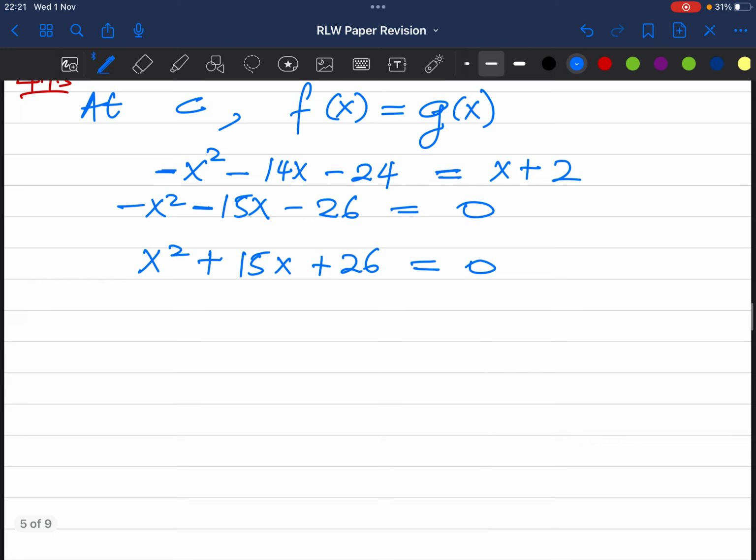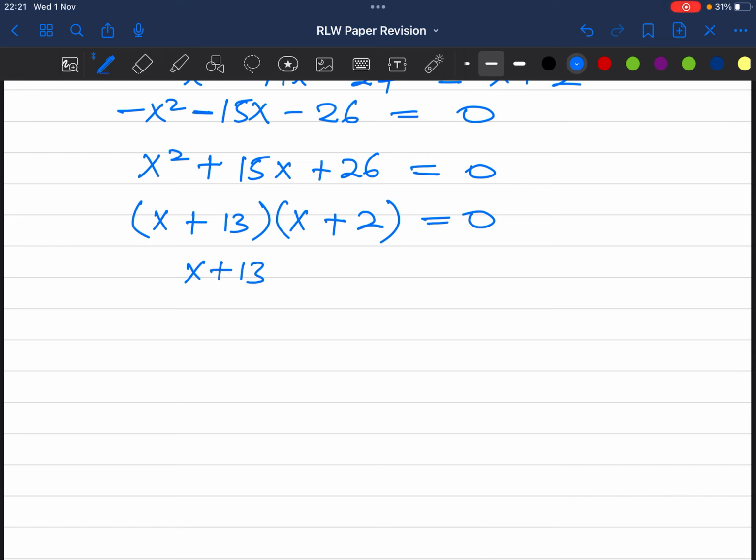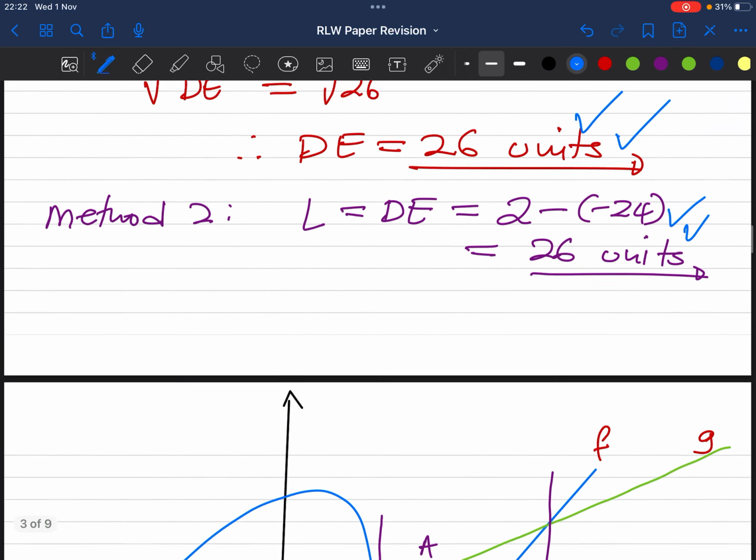We can factorize. So we want factors of 26. When we multiply them, they give us 26, but when you add or subtract them, they give you 15. So for this case, you'll add them. So I think it's just 13 and 2, because 13 times 2 is 26, but 13 plus 2 is 15. So it will be positive, and that's positive. It is equal to naught there. So you have x plus 13 equals 0, or x plus 2 equals 0. So your x is minus 13, or your x is minus 2. So now let us make our choice. Let us go back to our graph.